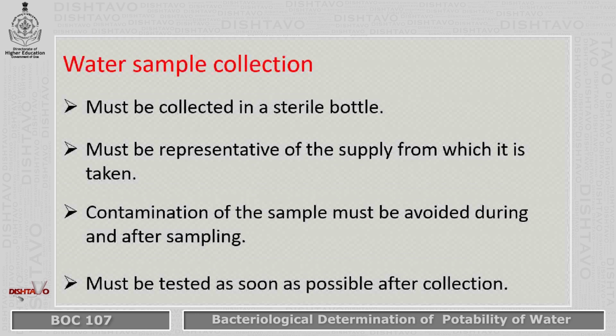In carrying out these bacteriological procedures, the collection of the water sample is very important. It must be collected in a sterile bottle. It must be representative of the supply from which it is taken. The bottle should not be contaminated at all, and the sample should show no contamination. Contamination of the sample must be avoided during and after sampling. And the sample must be tested as soon as possible after collection, otherwise the bacteria might get killed even before they are tested.